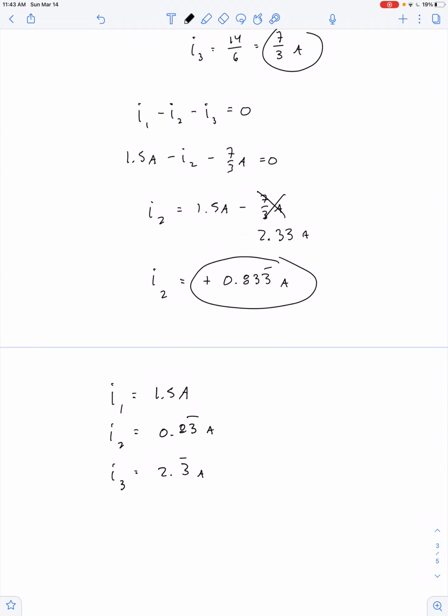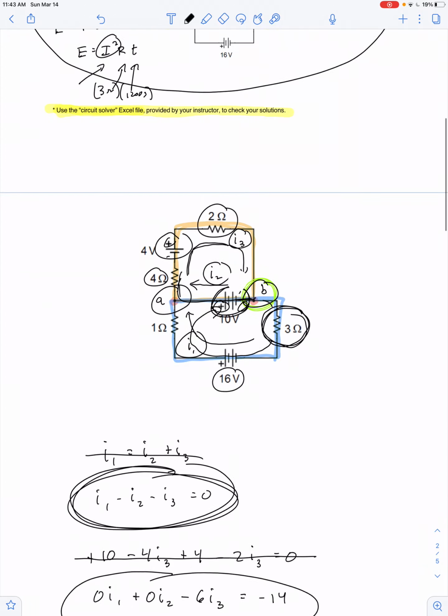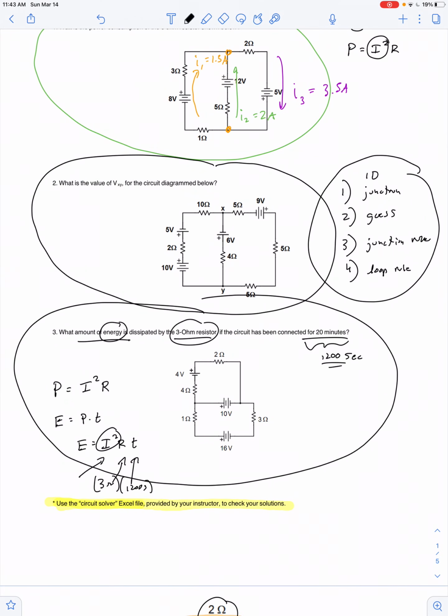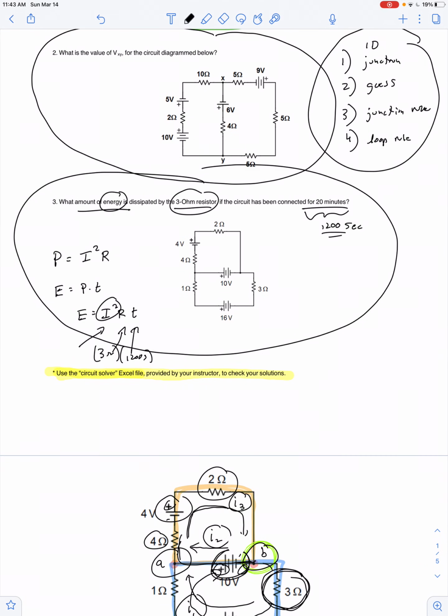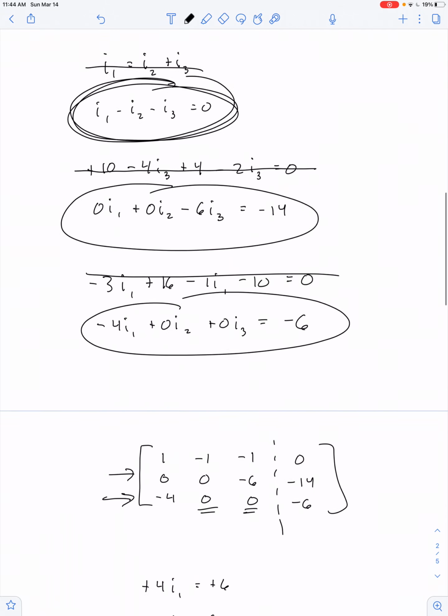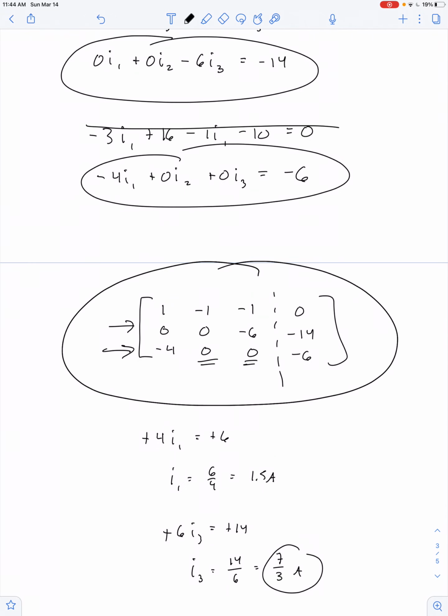If I want to find how much energy is consumed by the 3 ohm resistor in 20 minutes, I just need to multiply the current I1 squared times 3 ohms times 1,200 seconds to give 8,100 joules. Okay, that actually turned out to be easy. Solving this matrix didn't really require any row reduction at all.